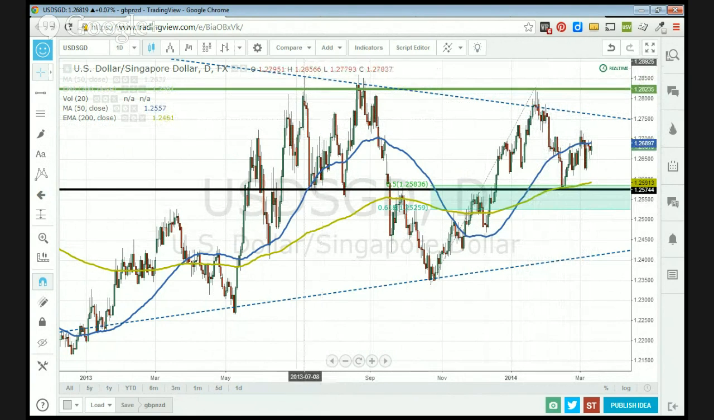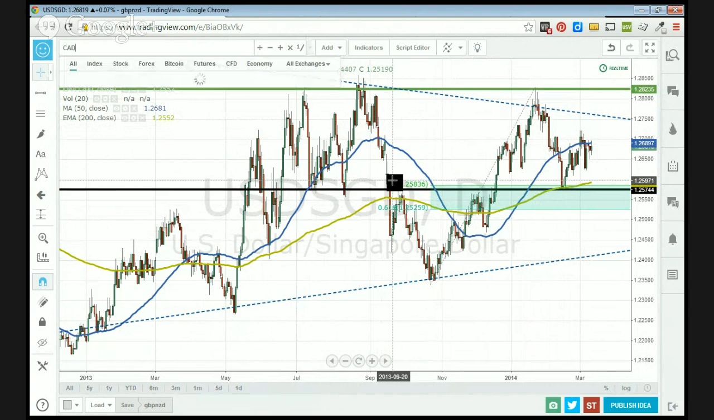Anyway, I missed that opportunity, and now let's see if we can wait and get a pullback to 25.75. That's it for the dollar pairs. Let's take a look at the Canada pairs.